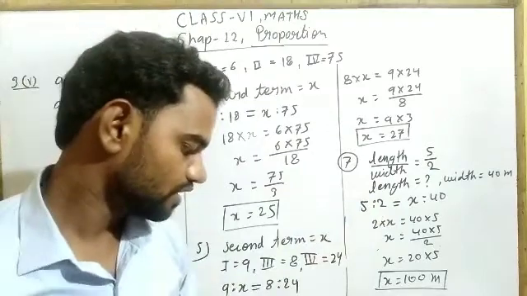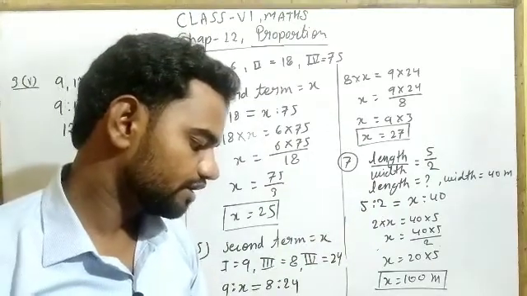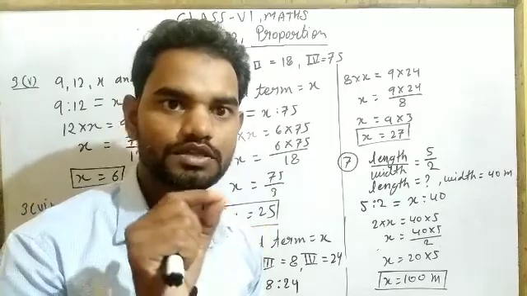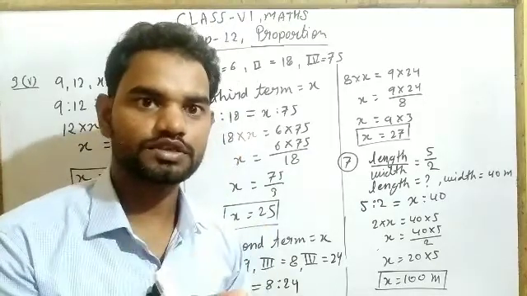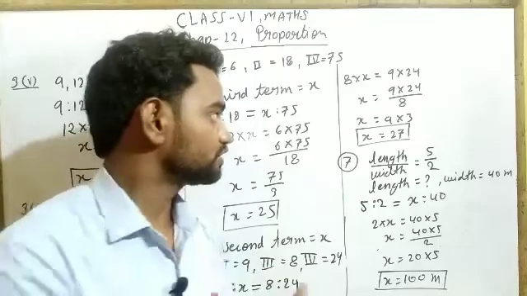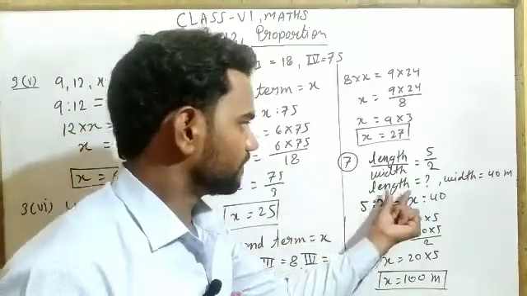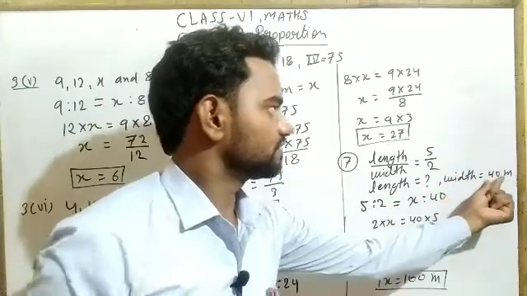Question number 7: the ratio of the length and width of a school ground is 5 to 2. The ratio of length to breadth is 5 to 2. Find the length if the width is given.